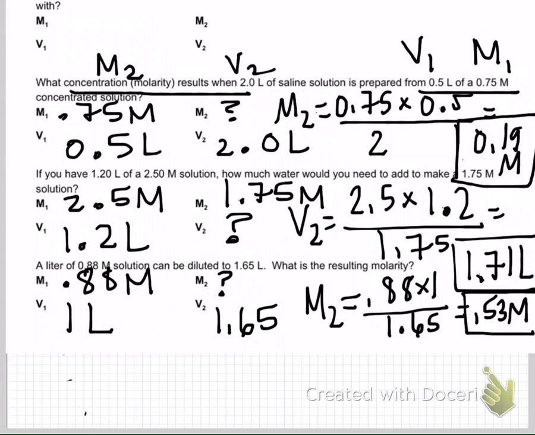Okay, and that's it for dilutions. Again, just read what you have. What are you trying to find? What are the initial conditions? What are the final conditions? And you're basically solving for whatever the concentration or the volume is of either the original mixture or the final mixture.